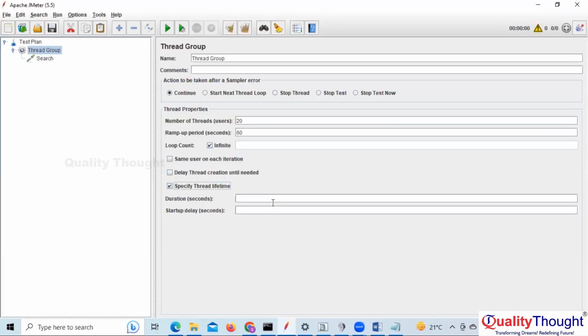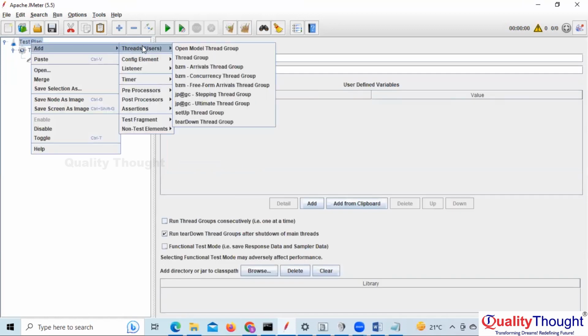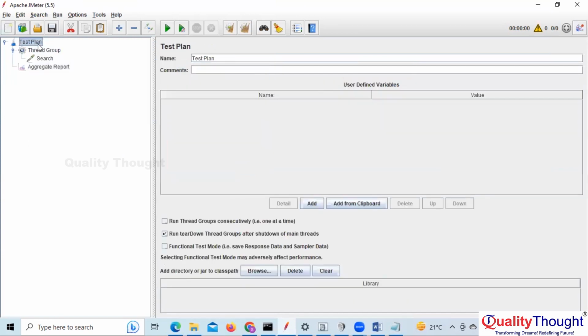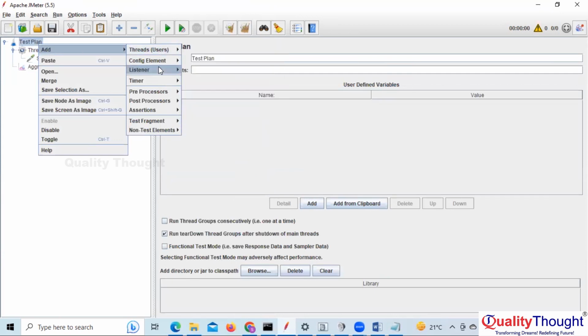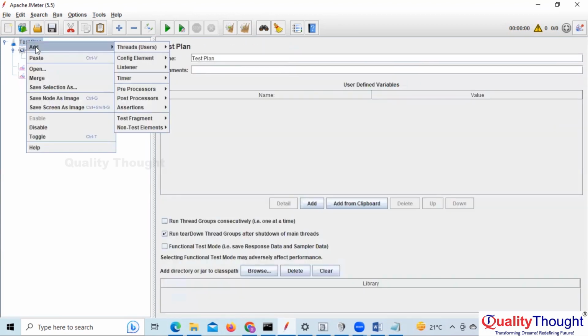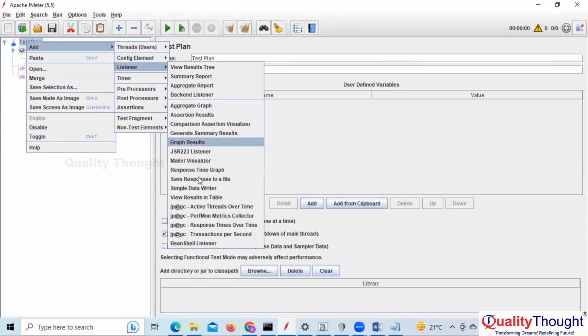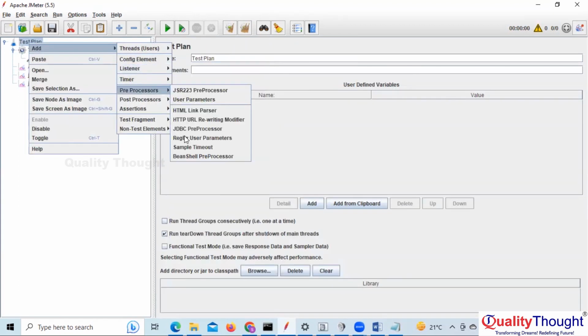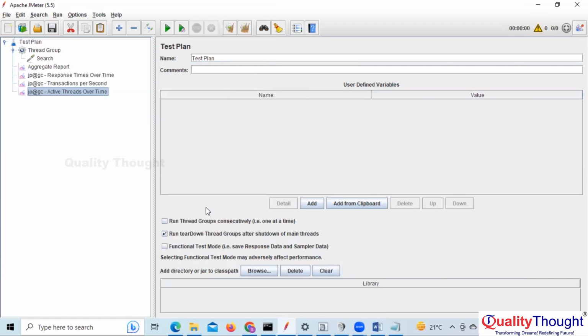Let us run this for 5 minutes, okay? So what do you need here? What listeners do you need? I need to enable the aggregate report, and you have downloaded a few plugins. Based on those plugins, I am also initiating a few plugins like response time over time, transactions per second, and active threads over time, right? So what are these three things?